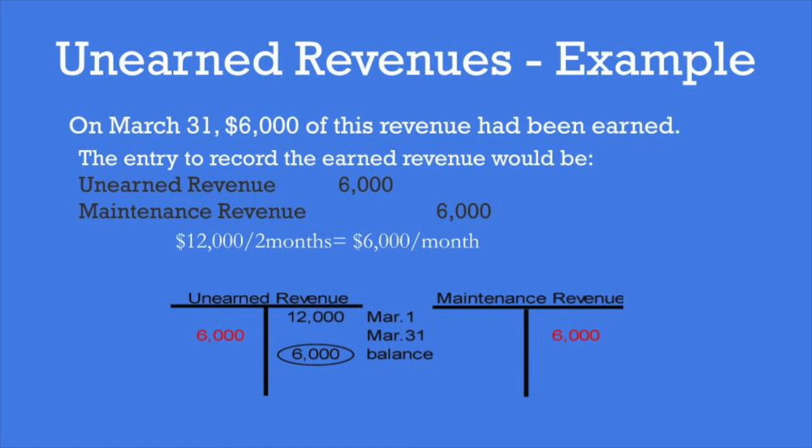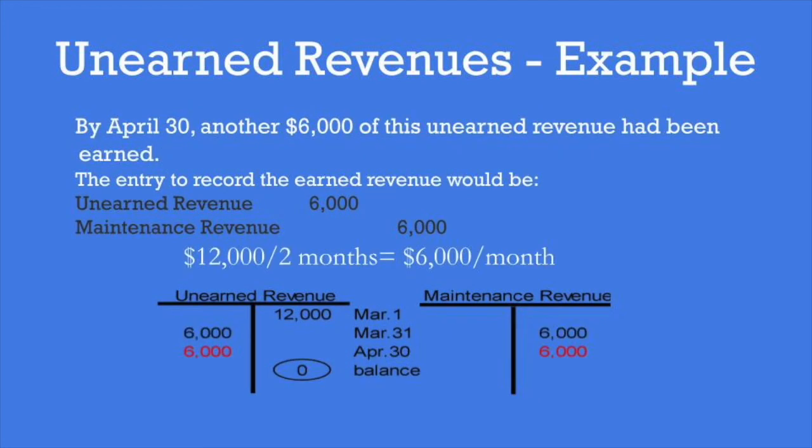So effectively, debiting unearned revenue does that. And we need to show our maintenance revenue going up, so we credit that. You can see that reflected in the T accounts. On April 30th, another $6,000 of this unearned revenue has been earned, and the entry to be recorded would be unearned revenue, again, debit of $6,000, maintenance revenue, credit of $6,000. So effectively, our unearned revenue now has been wiped out altogether.